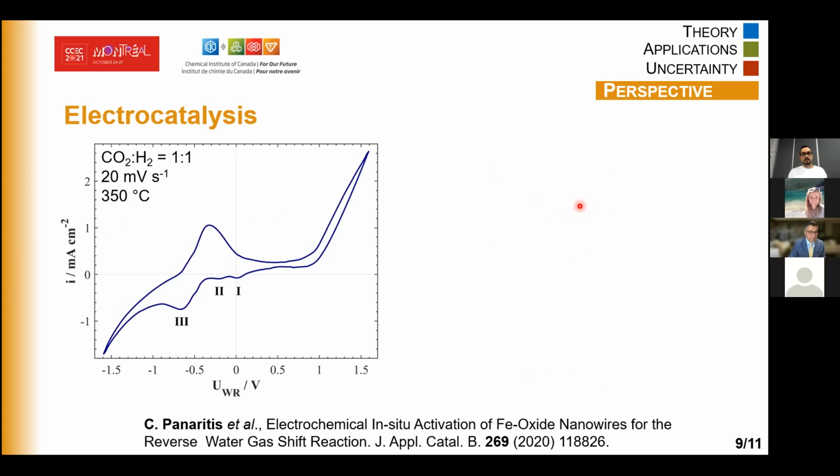I'll just go into the cyclic voltammetric application, where we had the reaction under CO2 and hydrogen 1-to-1 with a 20 millivolt per second scan rate at 350 degrees. We see this cyclic voltammogram being produced. As we move from the left, negative potential, to the positive potential, we oxidize the iron catalyst into Fe2O3. Once we go to the more extreme end of the window, we actually induce oxygen evolution, so oxygen from the YSZ electrolyte is just being sent out. We don't want that, so it limits our window to this range.